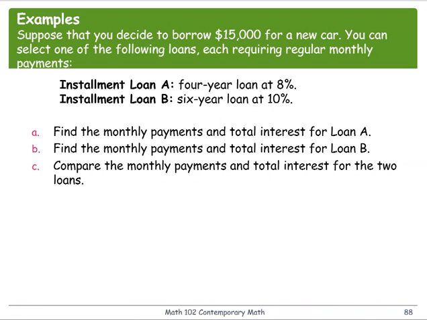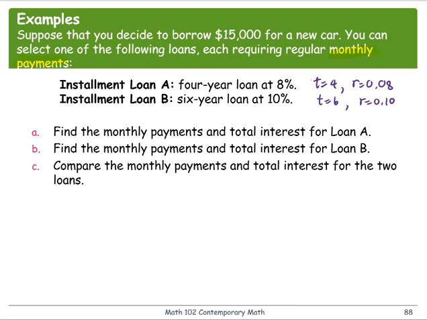The first one: suppose that you decide to borrow $15,000 for a new car. You can select one of the following loans, each requiring regular monthly payments. Installment loan A: 4 years as the total time for the loan at the rate of 8%. So we can make a list for the first one here. T equals 4, R is 0.08. For the second option, loan B, the total time is 6 years, but the rate is 10%, or 0.10.